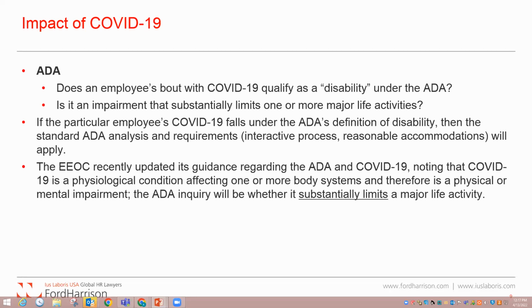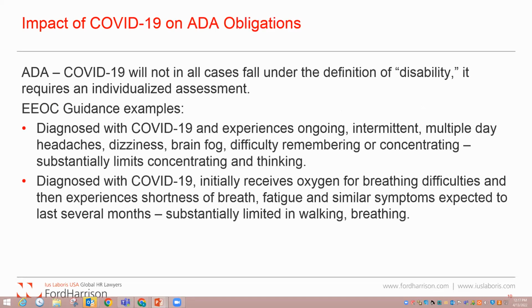And the EEOC actually has updated its guidance. It's available on the EEOC's website. There's a very specific section that relates to COVID-19 and ADA, and essentially says that if it does affect one or more body systems, it substantially limits a major life activity, then it's going to fall under the ADA. So employers just have one more hurdle to get over.